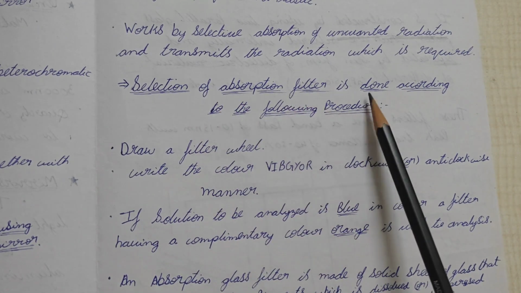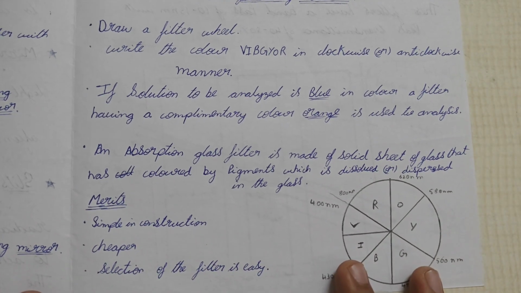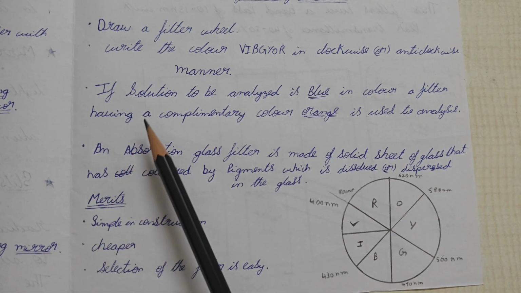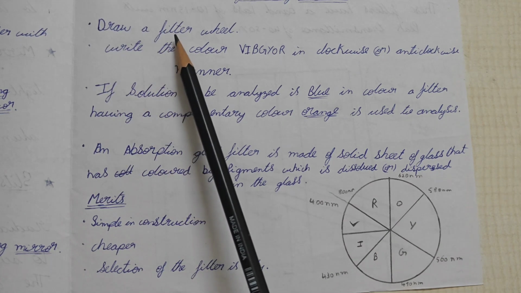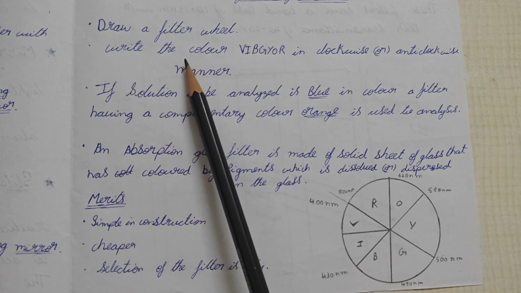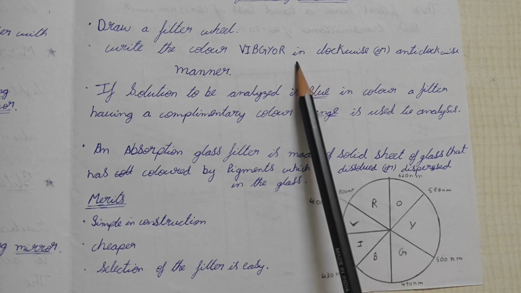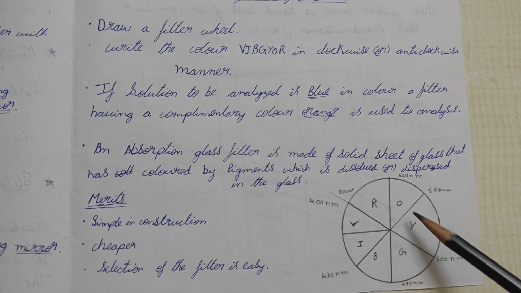Selection of an absorption filter is done according to the following procedure. First, draw a filter wheel. This is the filter wheel. Next, write the colors VIBGYOR in a clockwise or anti-clockwise manner. I have taken a clockwise direction. You know VIBGYOR, right? It indicates the seven colors of the rainbow.